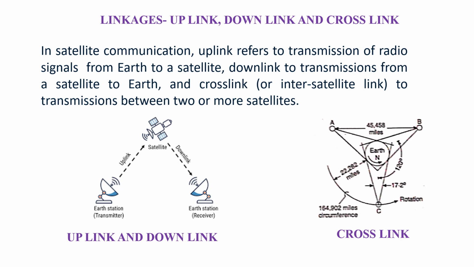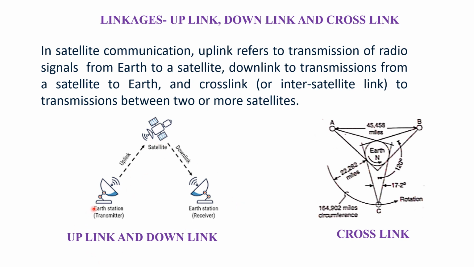So linkages, there are three linkages. One is uplink, downlink and crosslink. In satellite communication, uplink refers to transmission of radio signals from Earth to a satellite, and downlink refers to transmissions from a satellite towards the Earth, and crosslink refers to transmissions between two or more satellites, that is inter-satellite link. So this diagram is for uplink and this is for downlink.